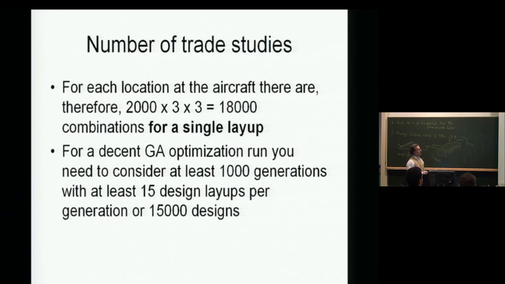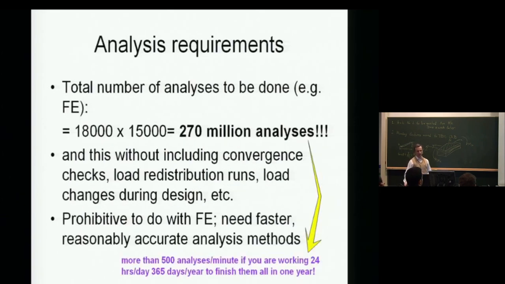But to do that, you would need to do a whole bunch of iterations, which ends up being about 15,000 different designs for one case. So all this means you have to do 270 million analyses for an aircraft. If you're trying to do 270 million analyses, you need to do more than 500 per minute if you're working 24 hours a day, 365 days a year, to finish them all in 1 year.